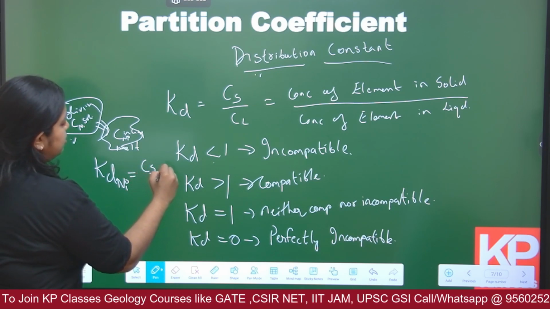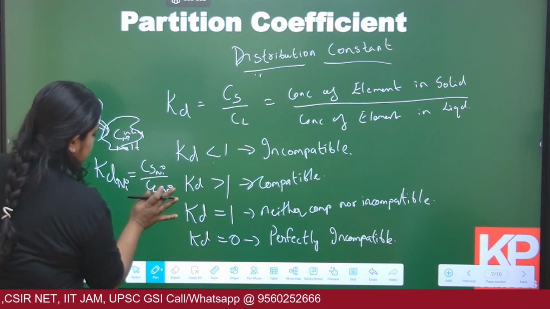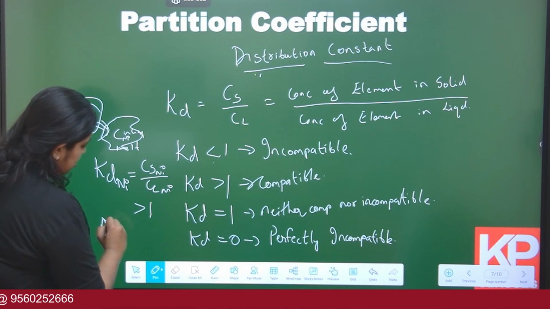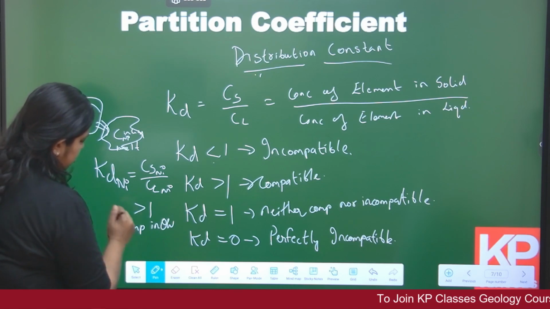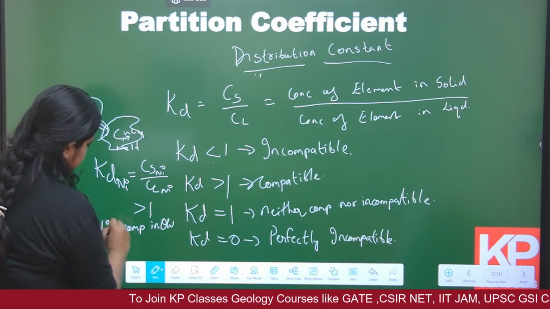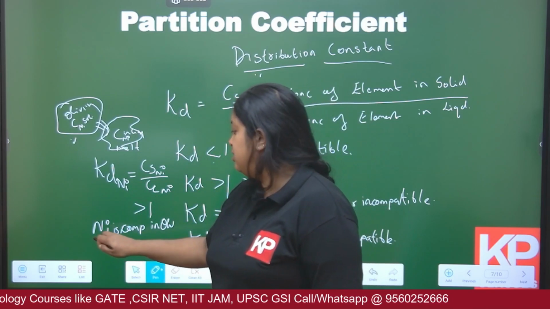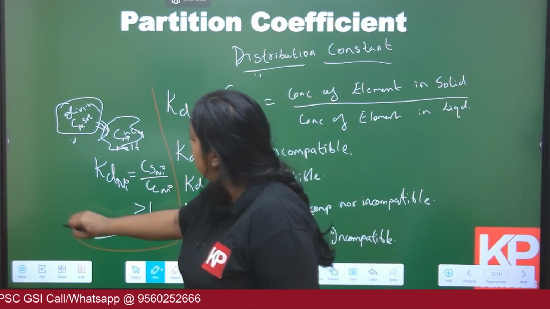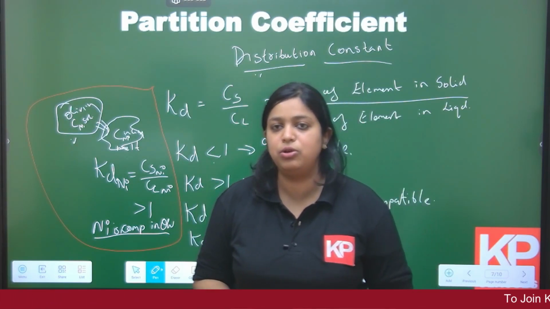it is the nickel concentration in solid divided by the nickel concentration in liquid, and if this value is greater than 1, that means nickel is compatible in olivine. If the Kd value comes greater than 1, that means nickel is compatible in olivine. Actually, nickel is a compatible element in olivine.